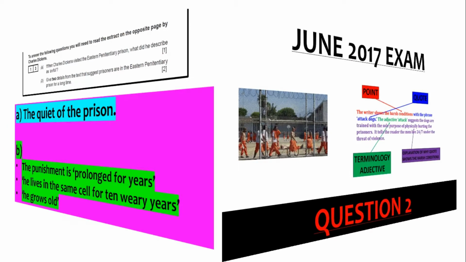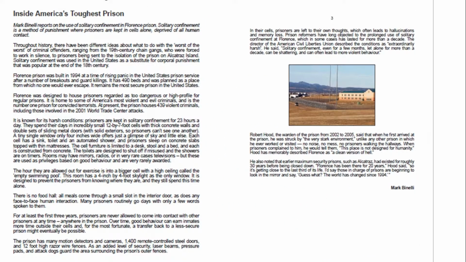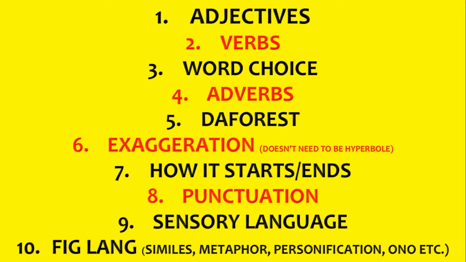Okay, so let's look at question 2. Question 2 will still be on the first article, so the modern text. And these are the things we're going to be looking for to maybe talk about: adjectives, verbs, word choice.